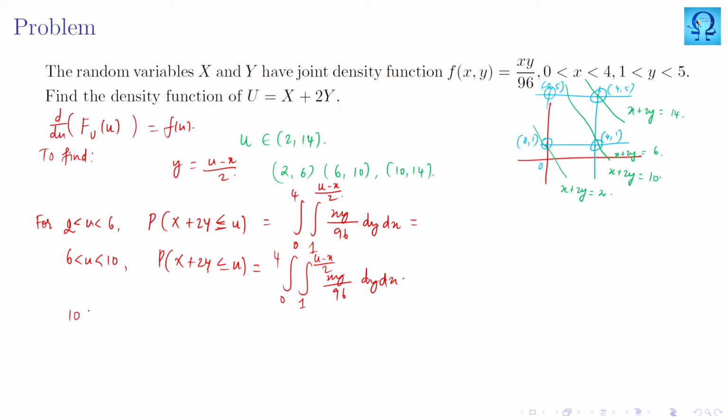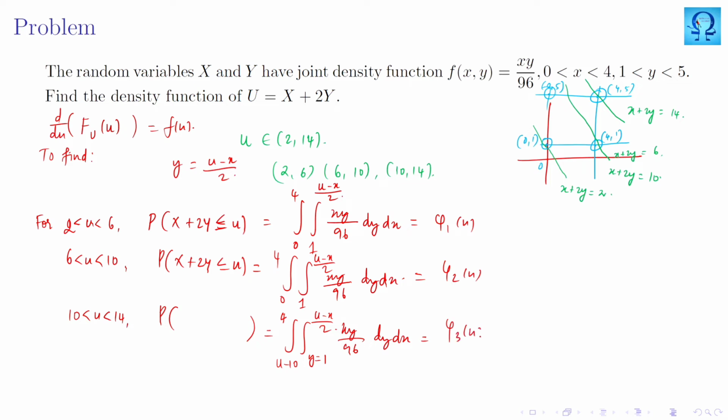for the other case, that is from 10 to 14. You have the same stuff, but here x is going to differ from u minus 10 to 4, and y is going to differ from 1 to u minus x upon 2. At last you will have some function of u. This constitutes the distribution function.